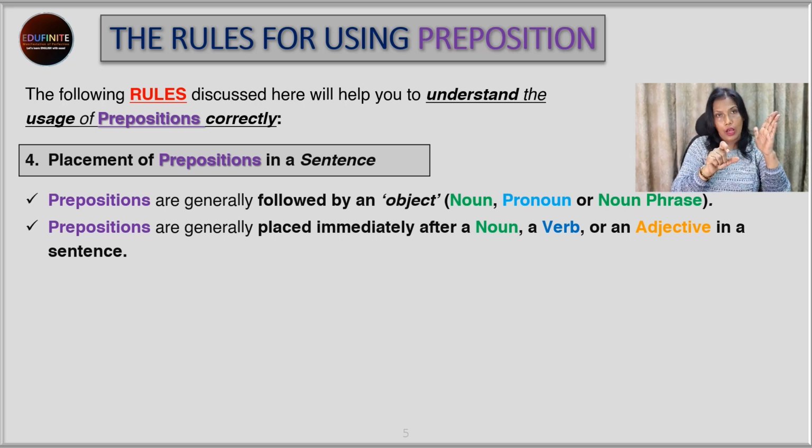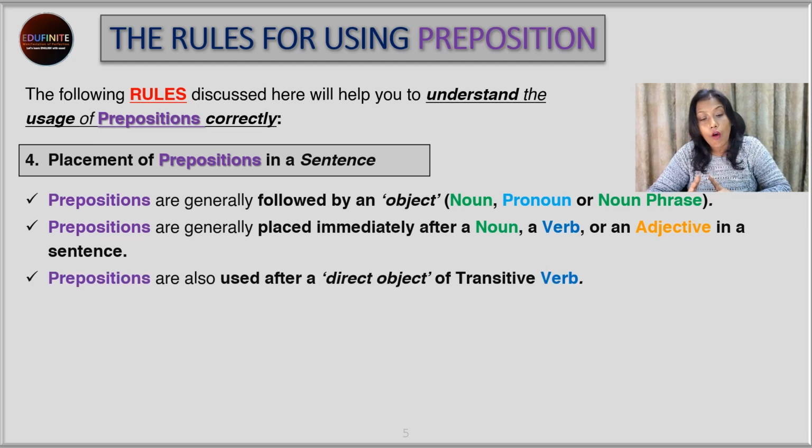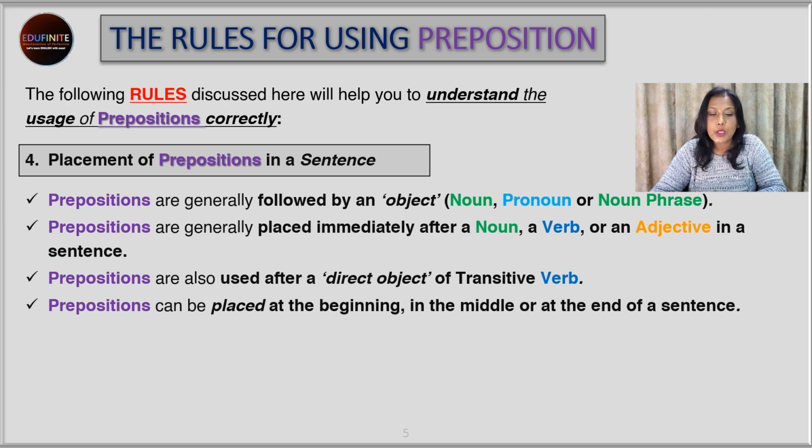They can be after a noun, a verb, or an adjective, but after the preposition, there should be an object definitely. So let's look into it. Prepositions are also used after a direct object of transitive verb. So transitive verb means verb that has objects. So the direct object of the transitive verb, yes, after that also prepositions can be placed. Prepositions can be placed at the beginning, in the middle, and at the end of a sentence. So these are the places where prepositions can be placed.